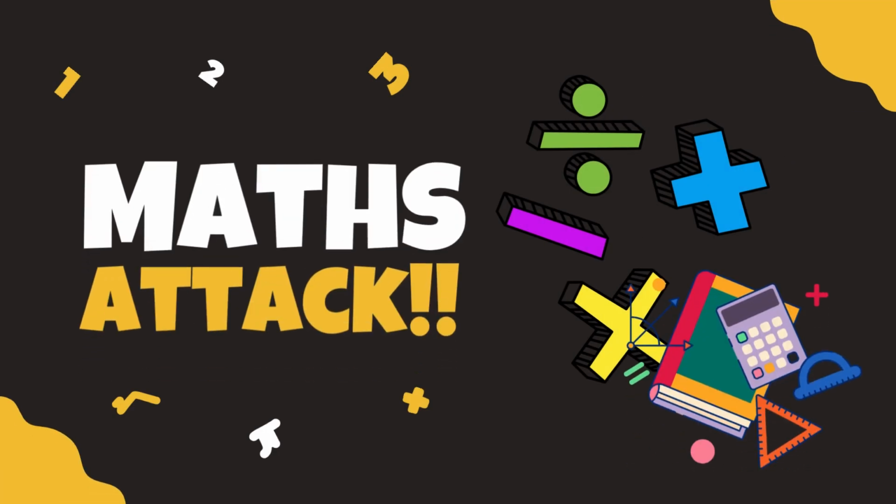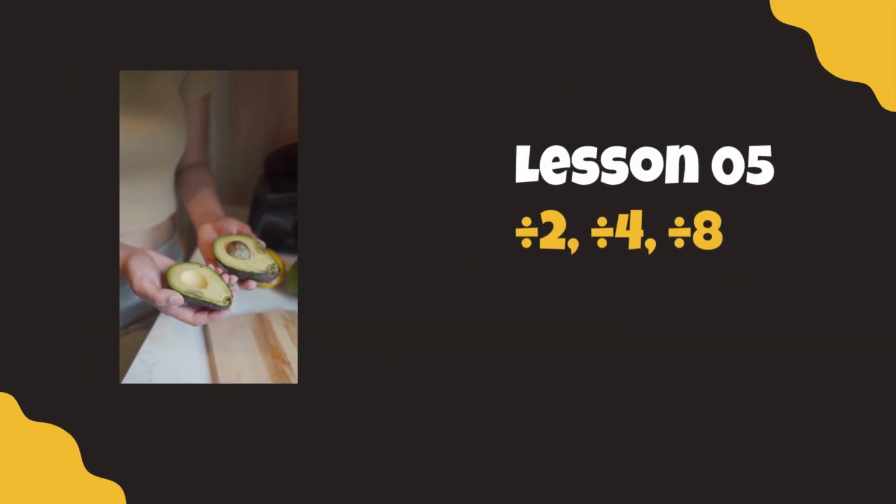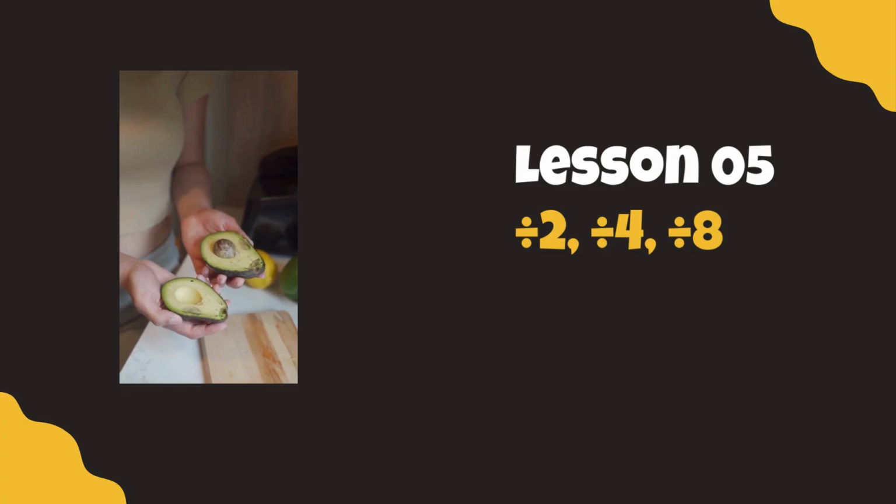This is Maths Attack. Maths videos for 6th class pupils in Mr. Brennan's class. This week in Maths Attack we're looking at dividing by 2, 4 and 8. There's a simple trick that just involves repeated halving.